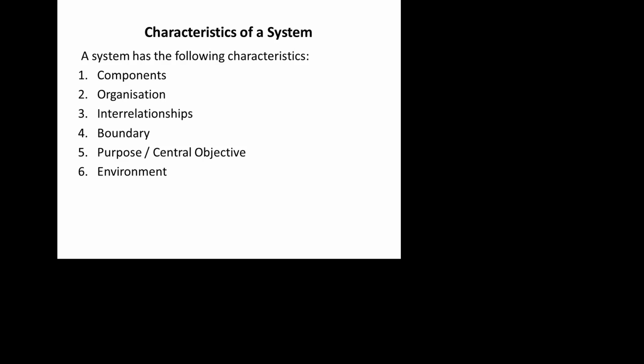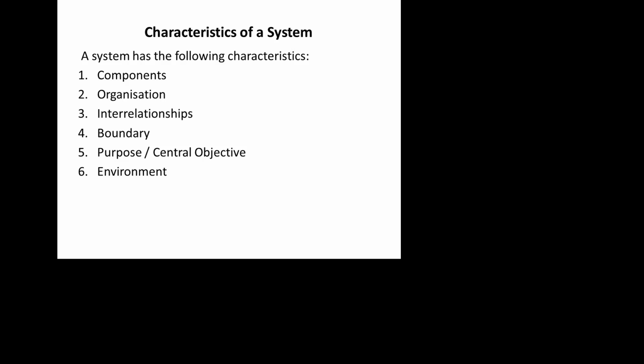The second one, organization. Organization means a system has components which are arranged in an organized way. In any business entity, the system should follow an organized way of collecting the data, analyzing the data, and presenting the information in a useful way which is helpful for management decision making.